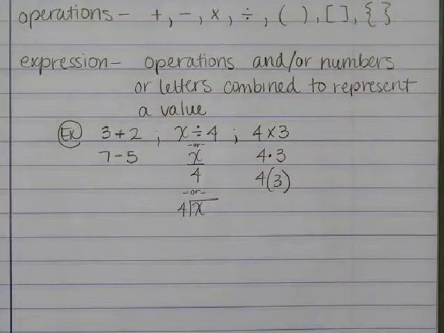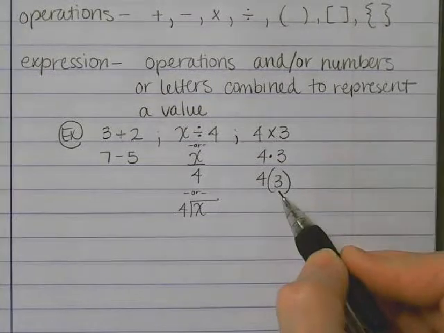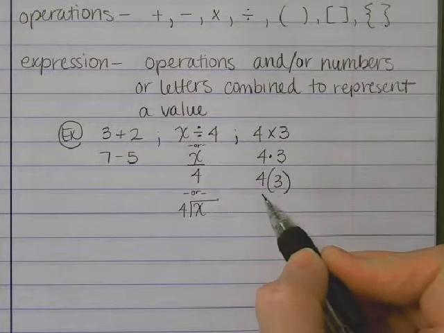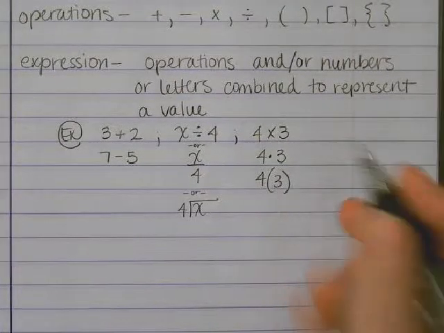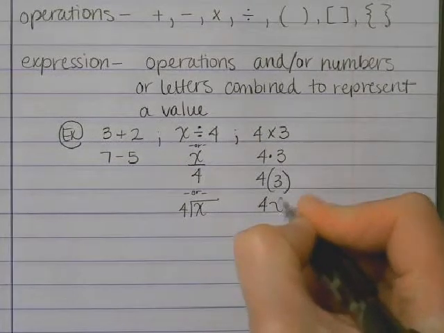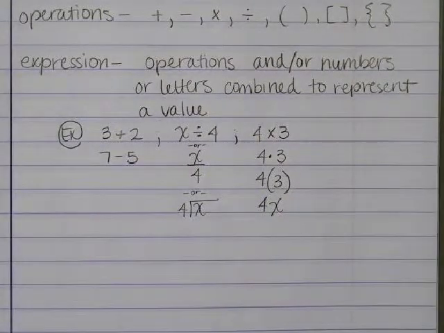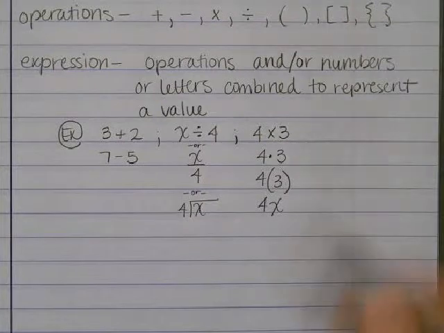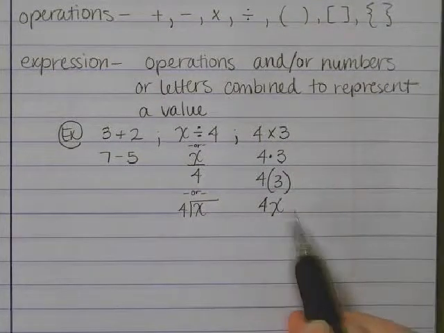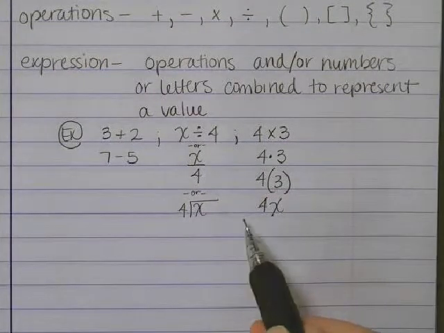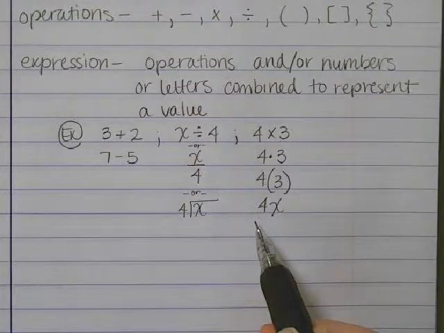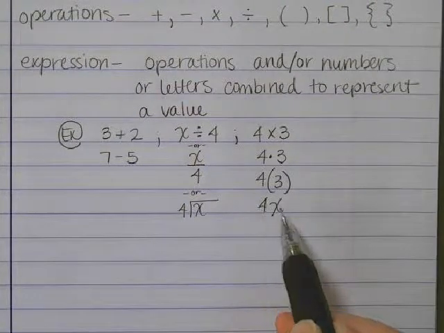Now sometimes we might combine numbers with letters when multiplying. So let's say if we had the value 4 times x. Notice to show 4 times x, I do not need anything between those two values. It is just a number right by the letter. That also means multiplication.